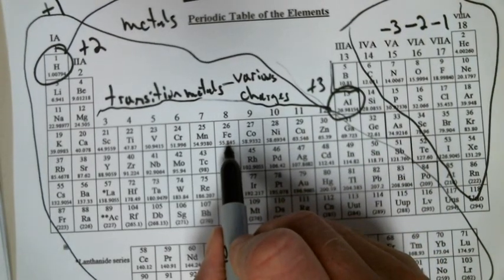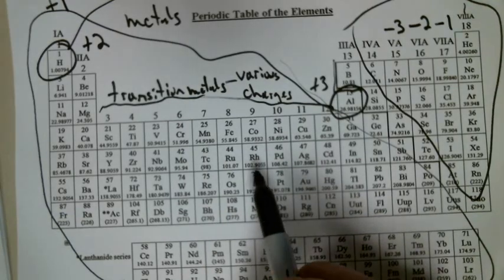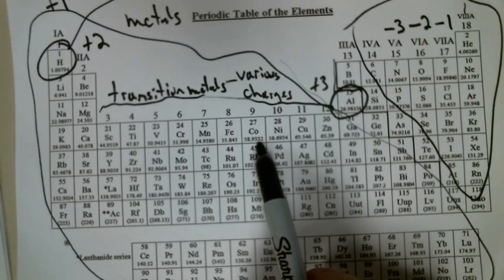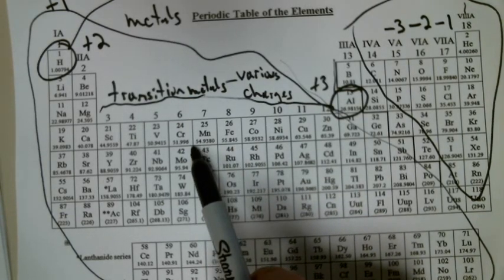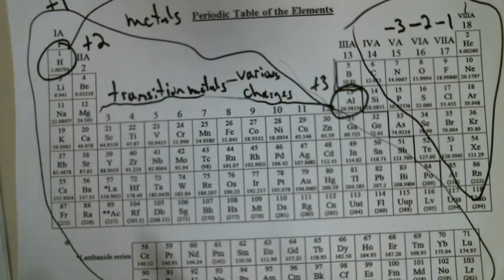Iron can be +3. It can be +2. Cobalt can be +2, +3. Nickel, chromium can be +2, +3, all the way to crazy oxidation states.